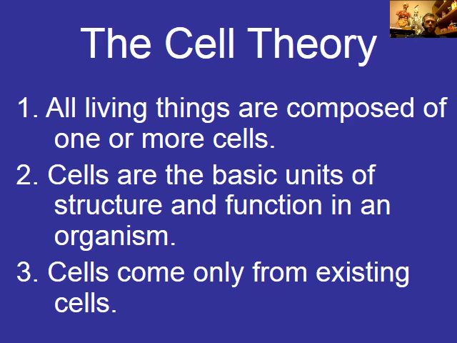All right, so this is what we know as cell theory. Theory meaning it's been tested many times and proven correct, but nothing is scientific fact. It's just been proven correct many times. All living things are composed of at least one cell. Cells are the basic units of structure and function, meaning that they are the smallest part that allow us to function as a living thing. And then cells have to come from a cell that was already existing.